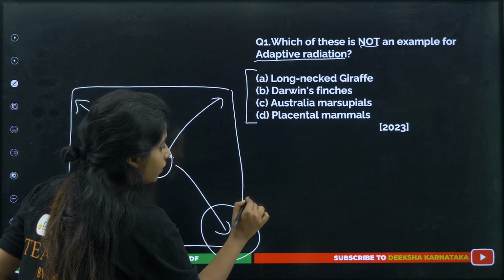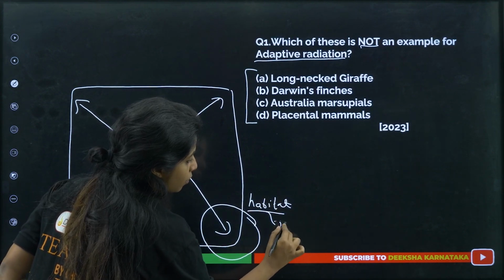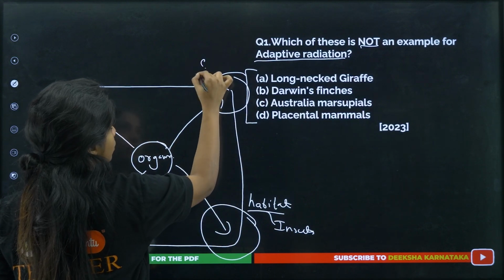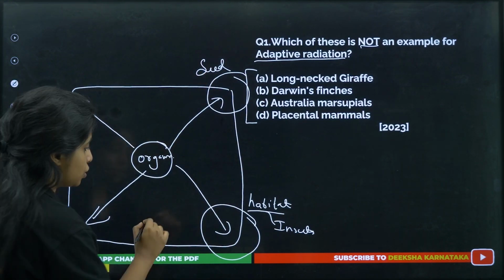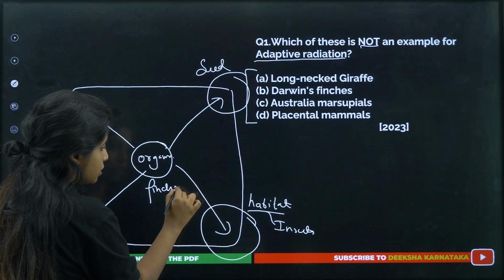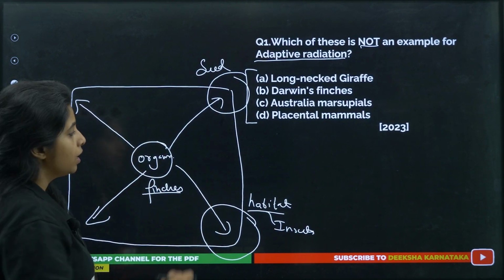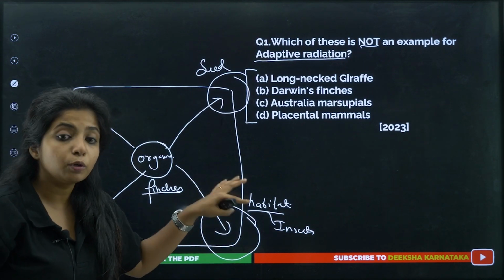So here you have different types of habitat. For example, here there is too much amount of insects. Over here there is a habitat which has too much amount of seeds. There were Darwin's finches, a type of birds. Finches moved around an island known as Galapagos Island. They moved to different areas, and a type of finches developed over here.